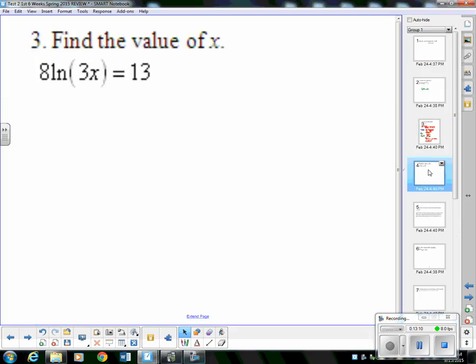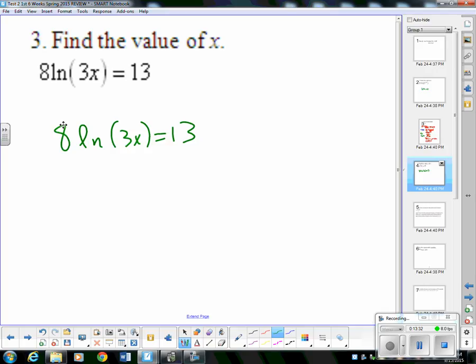Okay, the next question. Find the value of x. 8 natural log of 3x is equal to 13. Straightforward question. Again, we'll do this by hand and by the calculator. So if I want to work this out by hand, 8 times the natural log of 3x equals 13.